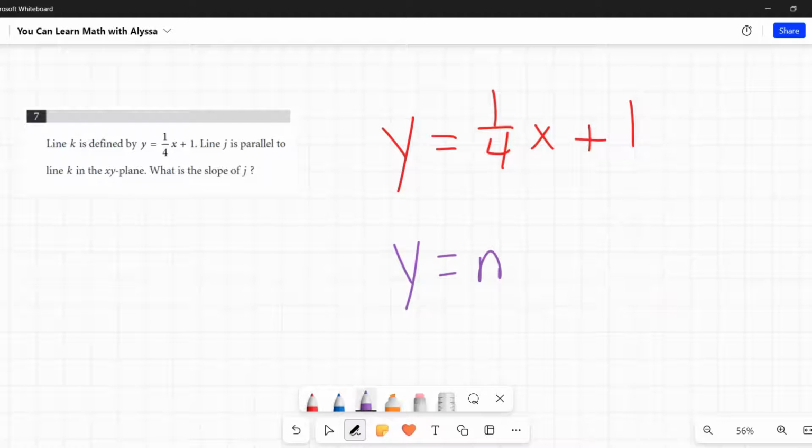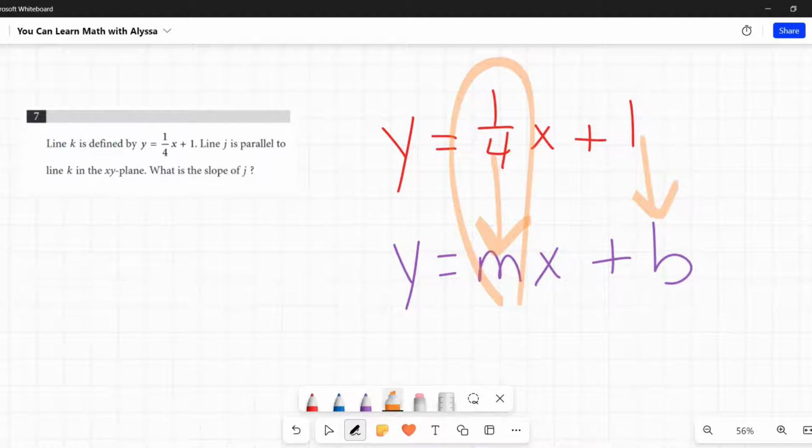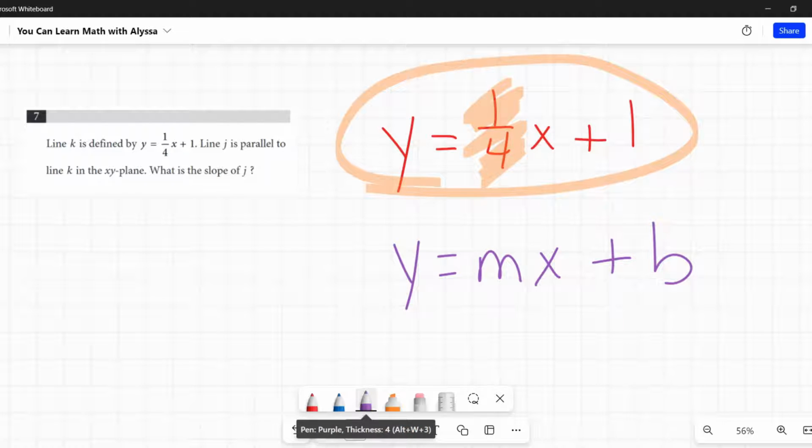Well, when lines are in this arrangement, y equals mx plus b, where x and y are variables and m and b are constants or plain numbers, then things are really nice and simple. And lo and behold, that's what they've given us. 1/4 would be my m and 1 would be my b. B, this number that's out on the end, is always going to be the y-intercept. And this m, the number that's attached to the x, is our slope. So right there in this equation, the number attached to x, 1/4, is the slope of line K. And since line J and line K are parallel, the slope of J is 1/4.